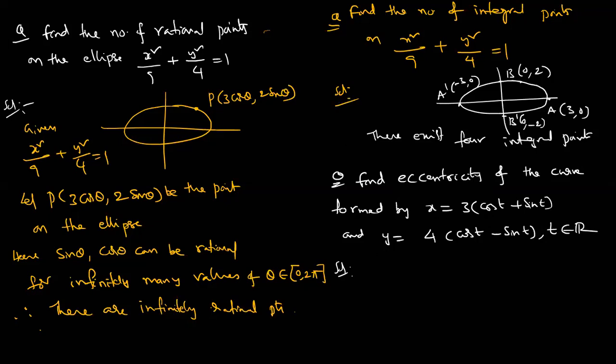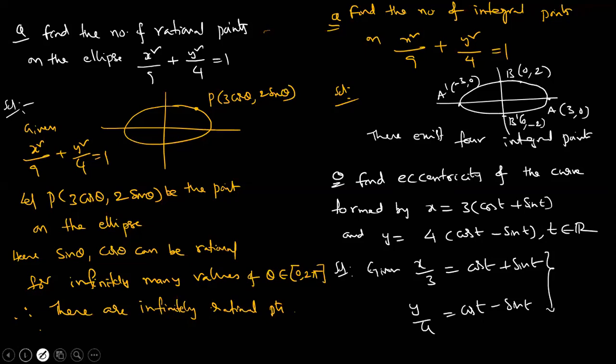So first of all, in this case, the concept is eliminating t. Dear students, see what to do here. Given, divide with 3: cos t plus sin t. Divide with 4: cos t minus sin t. From these two equations, we have to eliminate t. So what I'm doing is squaring both sides. I'm proceeding to the next slide. Shall I go?